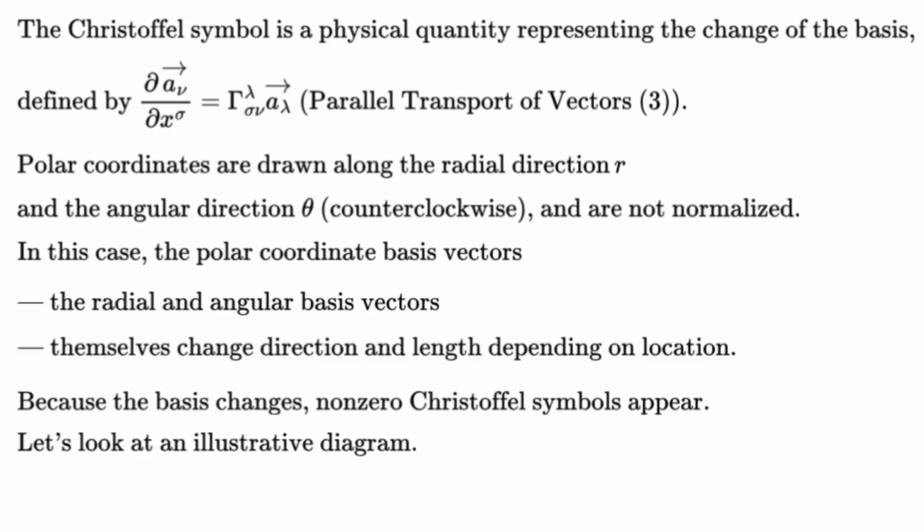The Christoffel symbol is a physical quantity representing the change of the basis, defined by partial a nu partial x sigma equals gamma lambda sigma nu a lambda, parallel transport of vectors. 3. Polar coordinates are drawn along the radial direction r and the angular direction theta counterclockwise and are not normalized. In this case, the polar coordinate basis vectors, the radial and angular basis vectors, themselves change direction and length depending on location. Because the basis changes, non-zero Christoffel symbols appear. Let's look at an illustrative diagram.